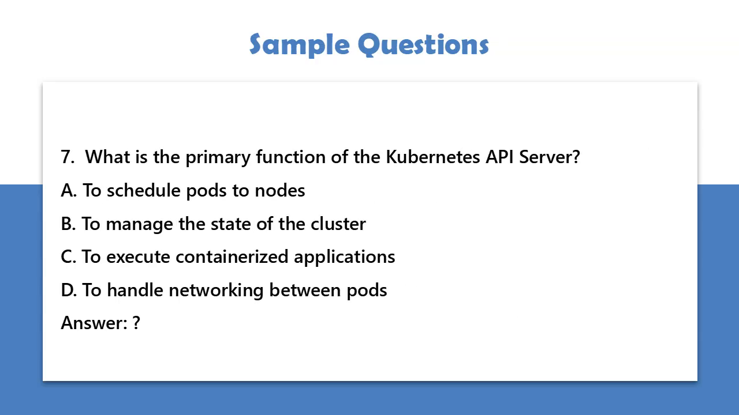7. What is the primary function of the Kubernetes API server? A. To schedule pods to nodes. B. To manage the state of the cluster. C. To execute containerized applications. D. To handle networking between pods.